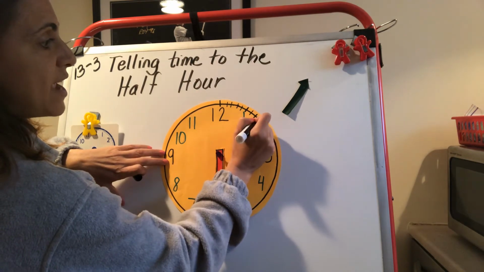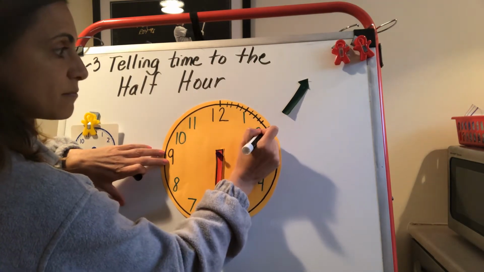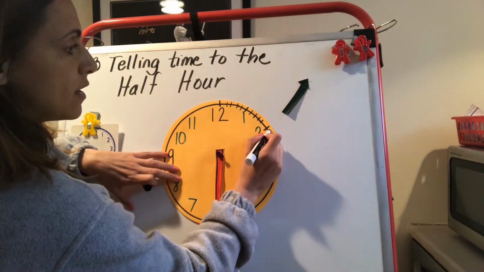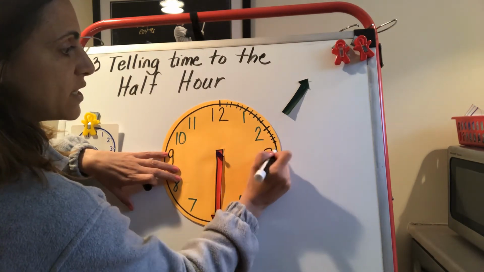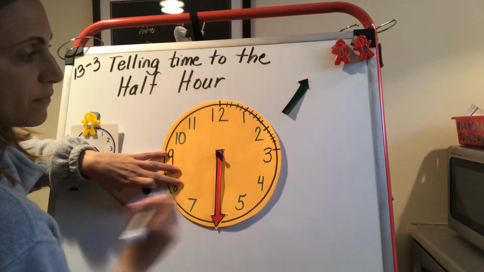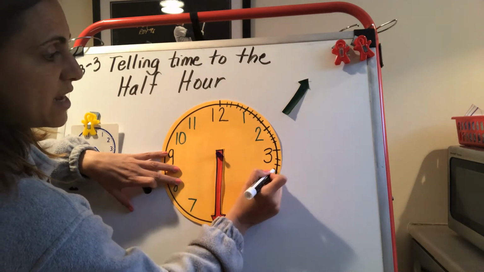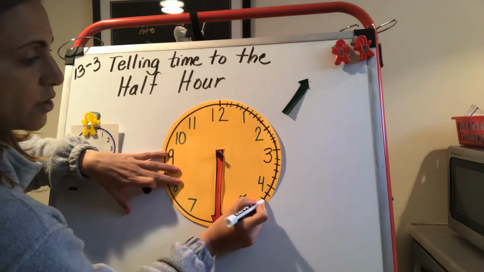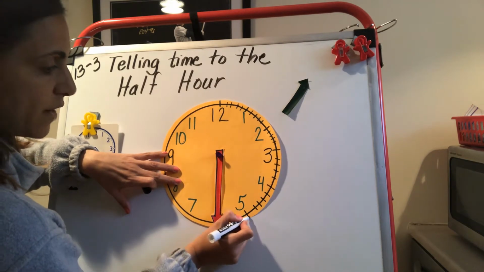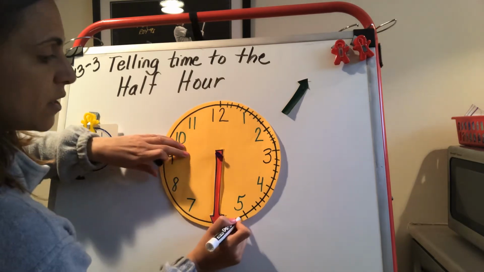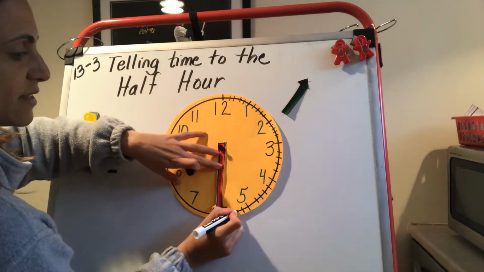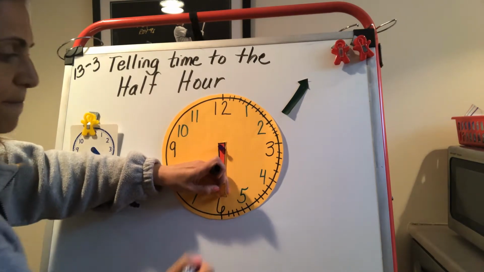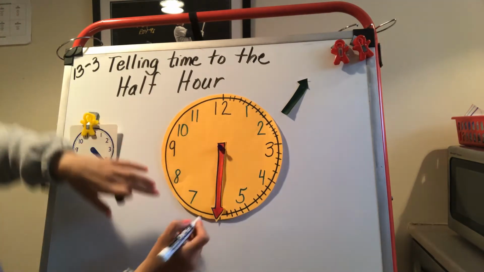6, 7, 8, 9, 10. See how I'm counting by 5? 11, 12, 13, 14, 15. 16, 17, 18, 19, 20. 21, 22, 23, 24, 25. 26, 27, 28, 29, 30. There it is, 30 minutes.